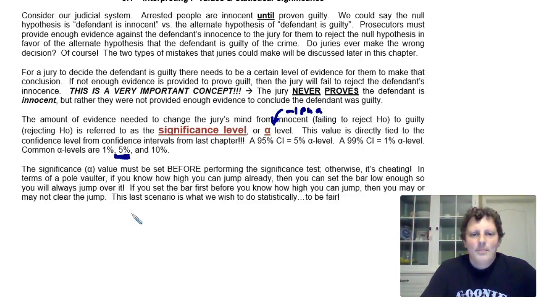It'd be like you're a pole vaulter and you know how high you can jump already, so you set the bar low enough so you'll always jump over it. If you set the bar first and you know how high you can jump, then you may or may not clear the jump. So the last scenario is what we want to do. We want to be fair. We don't want to cheat. We have to set our alpha level and then work through the problem.